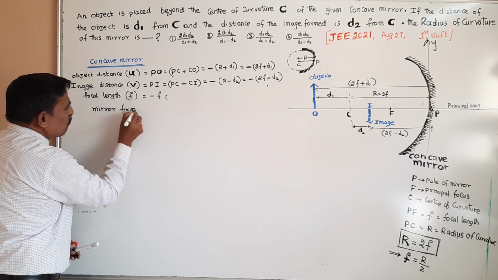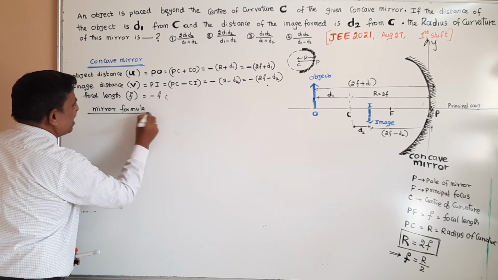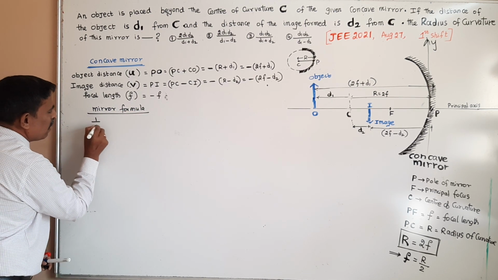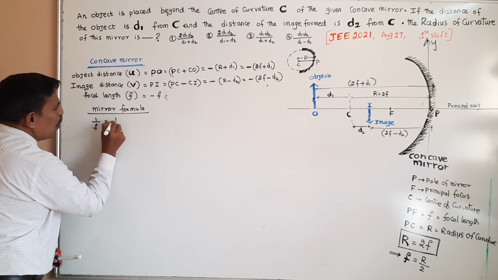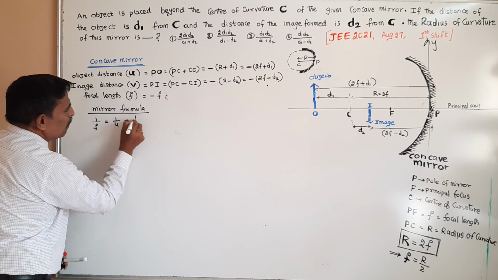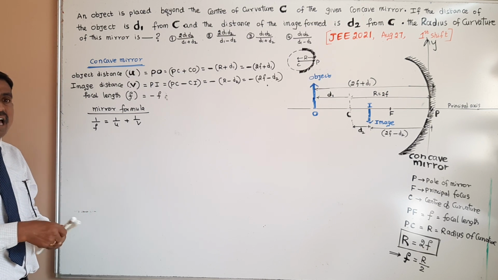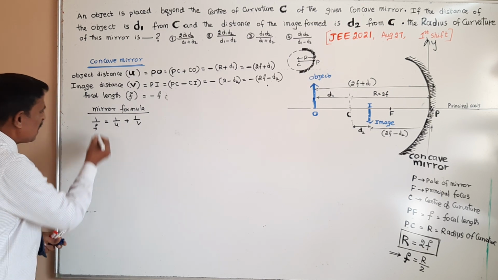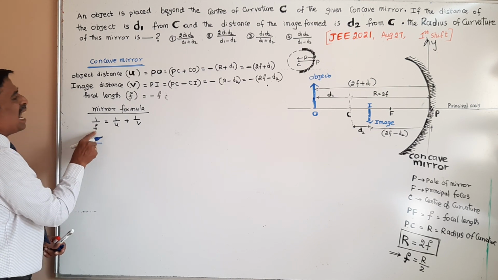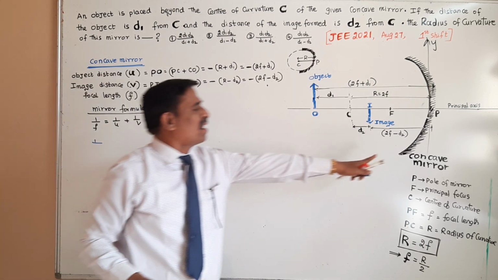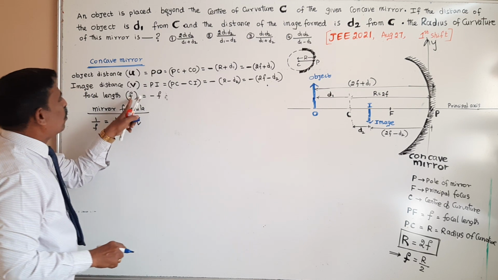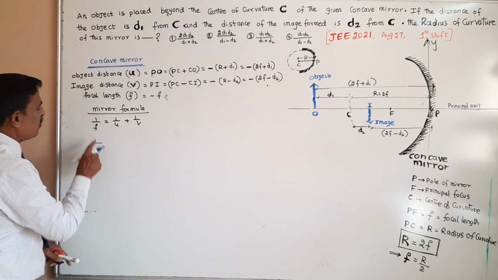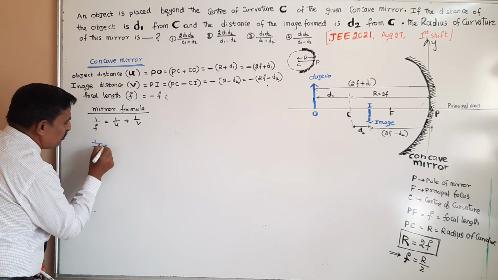According to the mirror formula, 1/f = 1/u + 1/v. u means object distance, v means image distance, and f is the focal length. The focal length of a concave mirror is negative, so f becomes minus f.